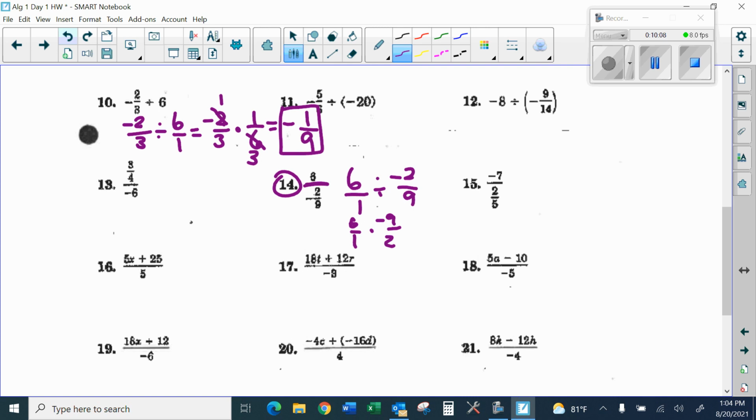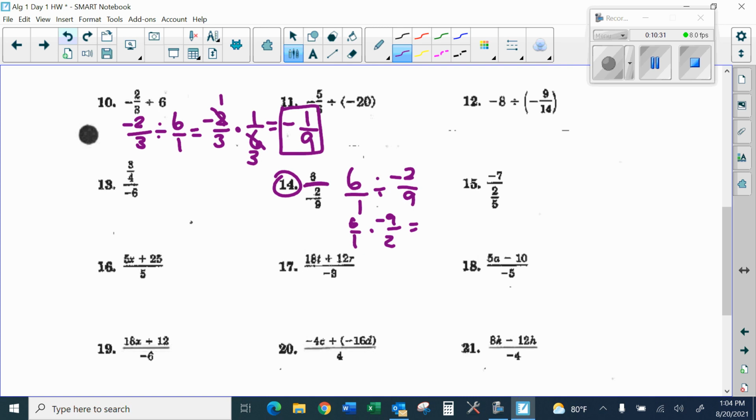Now notice I left the negative in the numerator. It doesn't matter because a positive times a negative is a negative. Okay, it's easier, I believe, to leave it in the numerator so you do not forget about it. Oftentimes you will see students who put it in the denominator and they will forget about it because they're just focused on the numerator. Okay, and then they miss the answer by their sign.